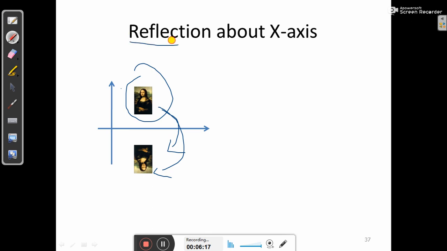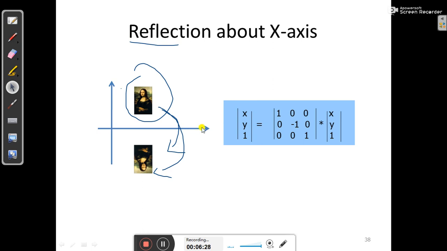Though we are reflecting, we are actually rotating completely, 180 degrees around that axis. So here, if you want to reflect, suppose this is the object with the old coordinates, then the new object will be here.